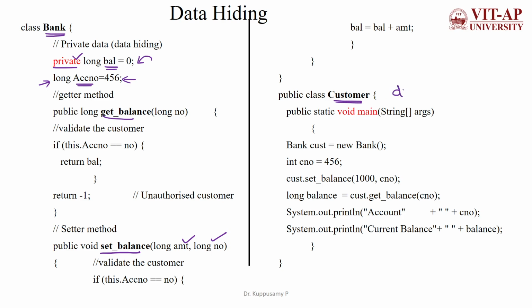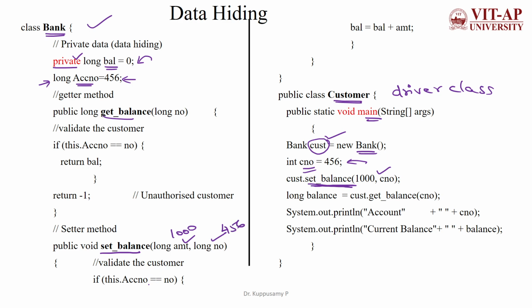This is the driver class because it has the main method. Inside the main method we create an object of the class Bank. Then we define the variable c number, which takes the value 456, and using this cust object we assign values to the variables by calling the setter method set_balance. Here we are passing two values, 1000 and c number. The long amount is 1000 and c number is 456.